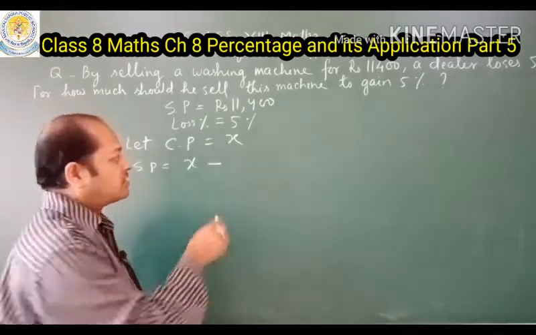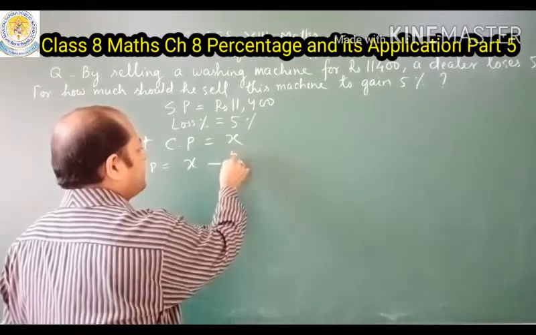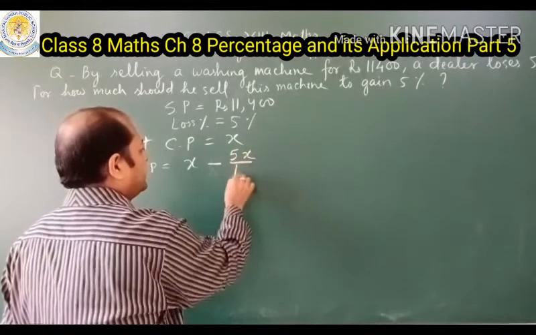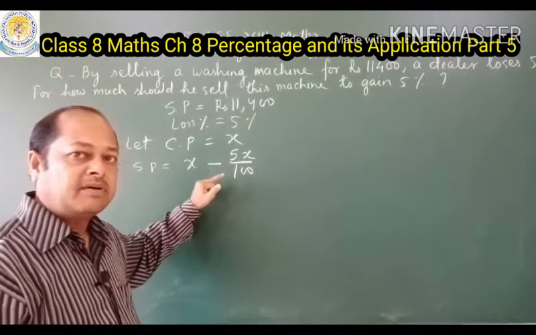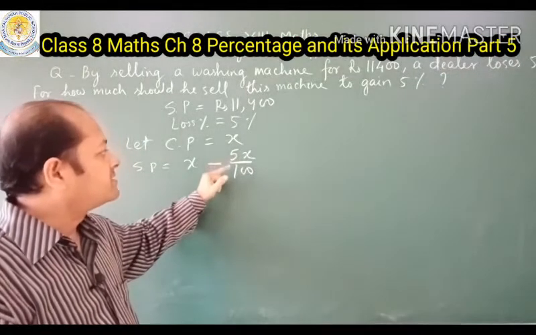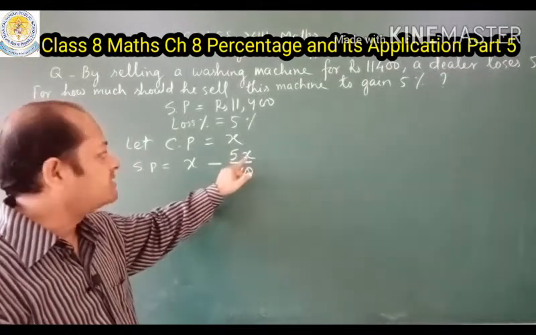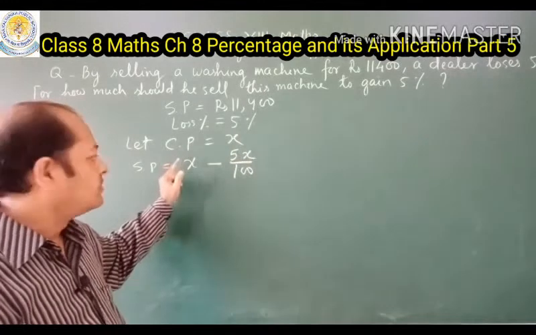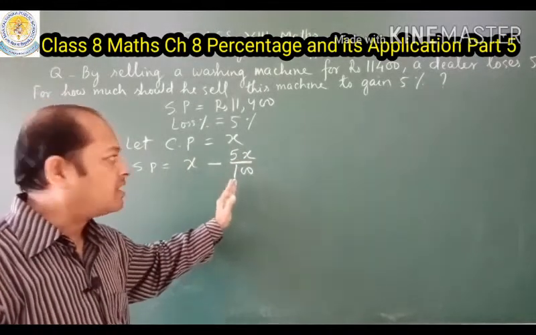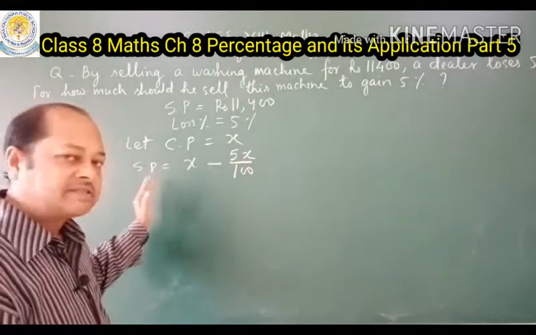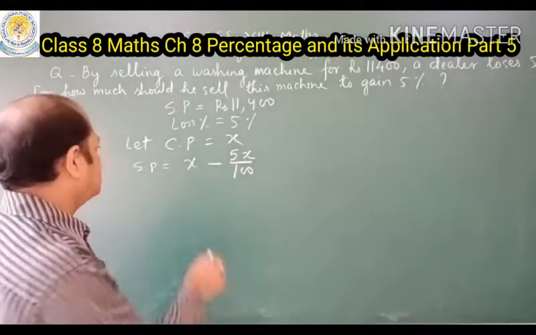So what is the loss amount? That is 5x upon 100, 5 upon 100 means 5%. So 5% of what? Of x. x is the cost price. So cost price minus 5% of the cost price equal to the selling price.